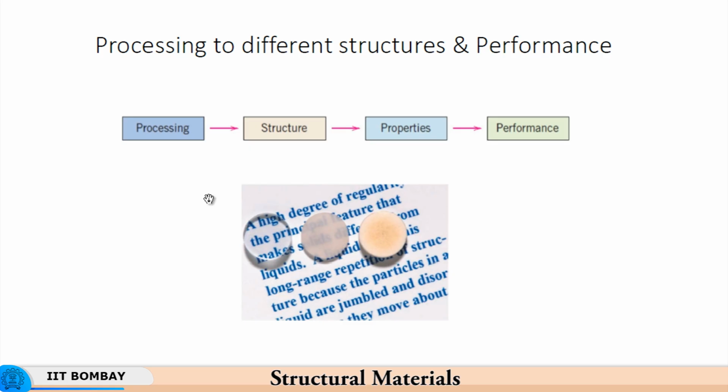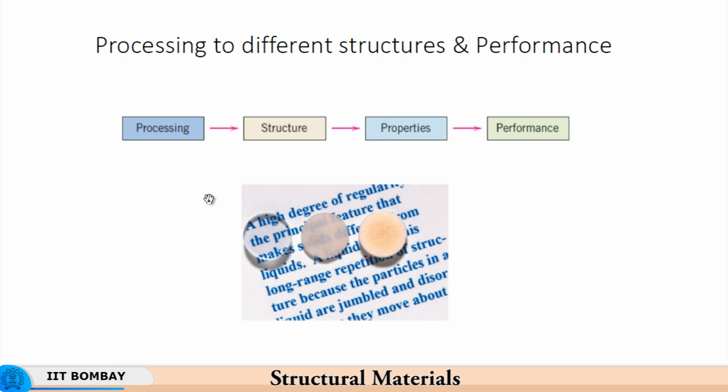So, these atoms could be of different species, it could be a mixture of different metallic elements, and this chunk of atoms of different metallic elements put together will be processed into a different structure, and that structure will generate properties, and properties lead to performance.